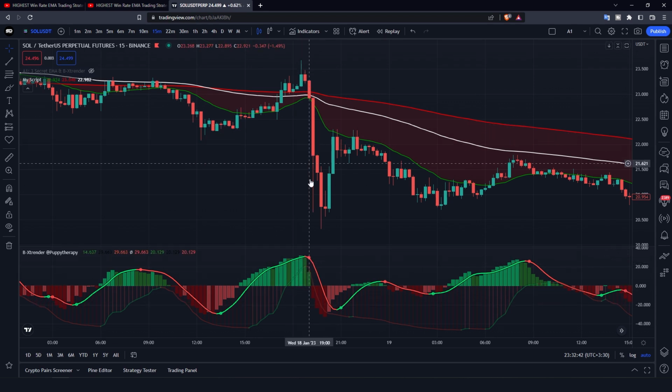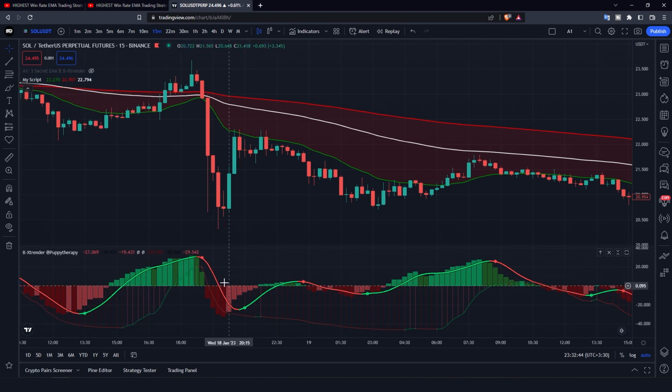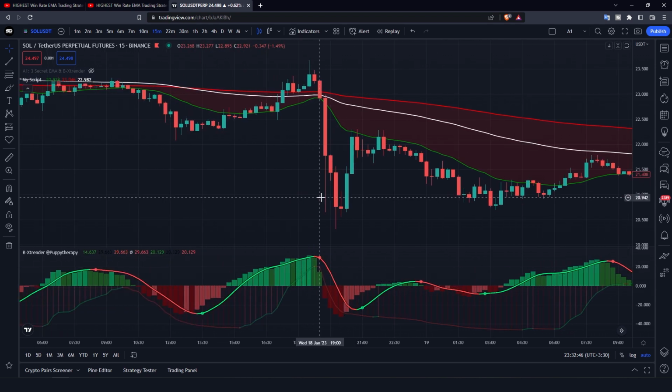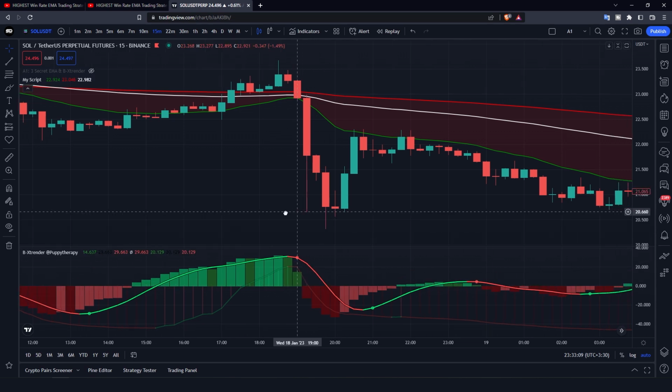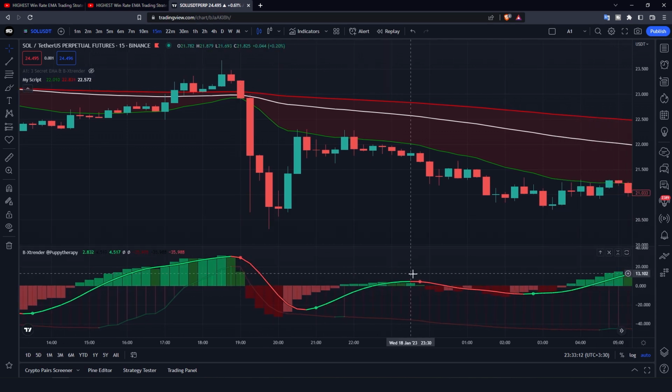cannot take this position because it is also in a red zone, and even though it has a red trend line, the trend line is not below the zero line. It is above the zero line. We need it to be below the zero line.